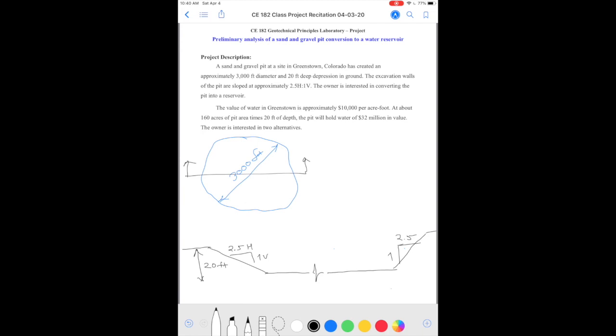So if we hold water in this reservoir, the total volume, the area is about 160 acres. If you convert 3,000 feet in diameter to the area times 20 feet in depth, the value of water is about 32 million. So it is worth storing the water and using it for the town of Greenstown. So the owner is considering two alternatives.